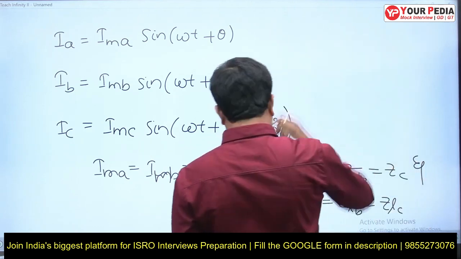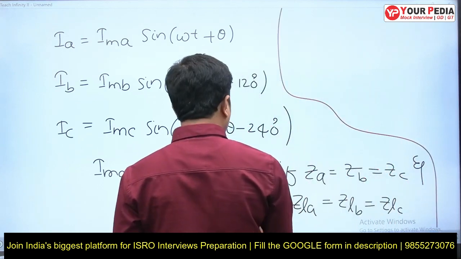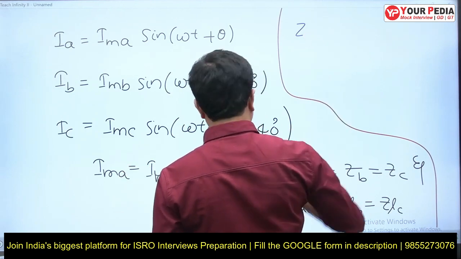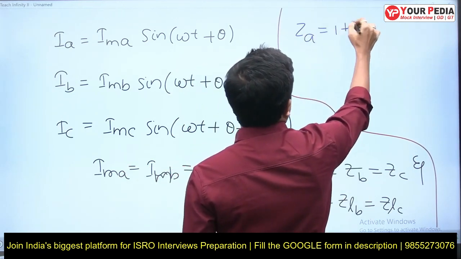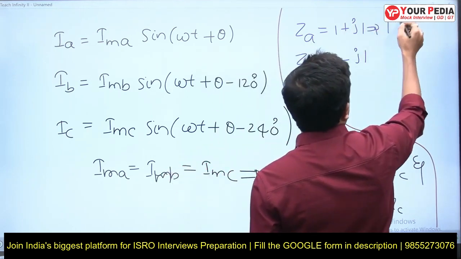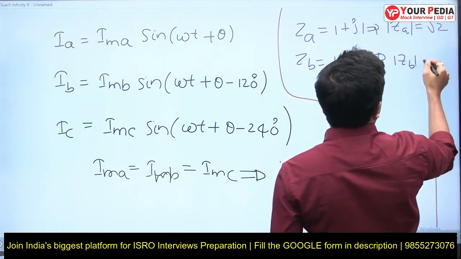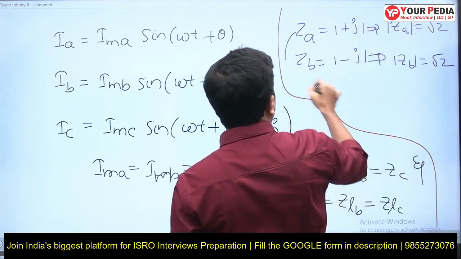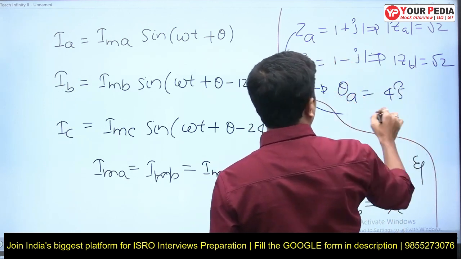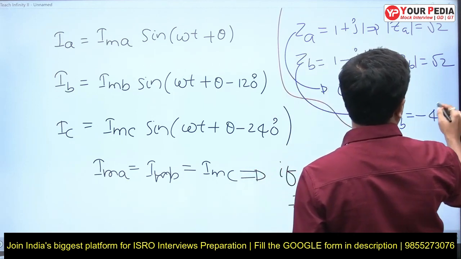Why am I concentrating on that point, not only magnitudes but also angles? Let me tell you here. Suppose you take ZA equal to 1 plus j1, ZB equal to 1 minus j1. What is the magnitude of ZA? Mod ZA is root 2. Mod ZB is also root 2. But if you look at the angle, theta A is equal to 45 degrees, and theta B is equal to minus 45 degrees.